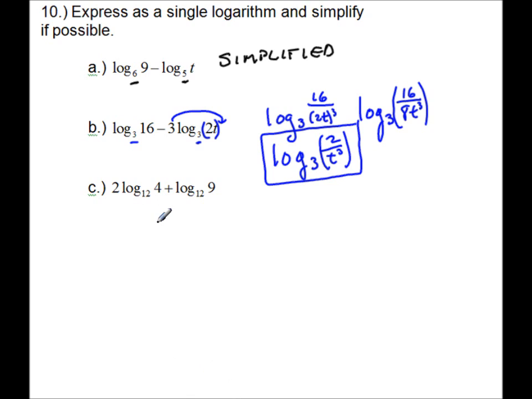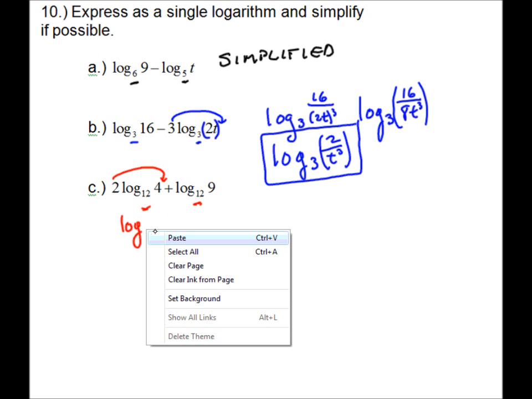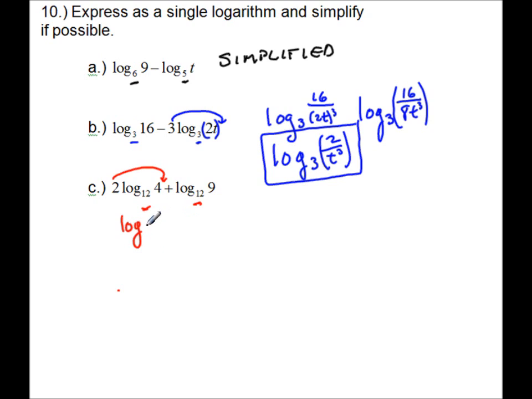Now, to do the last problem, again, we're looking at the bases. The bases are the same. We know that this number goes in the exponent spot here. This addition means that we are multiplying. So we get log base 12 of 16 plus log base 12 of 9.